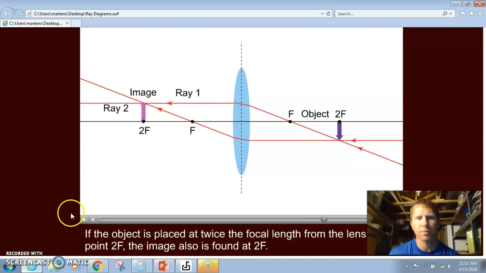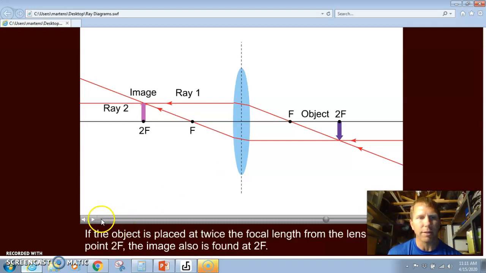Okay, so just like the mirrors, if you put your object at twice the focal point, the image will show up at twice the focal point, and they will be the exact same size. I'll do some examples of this showing you the math later on.